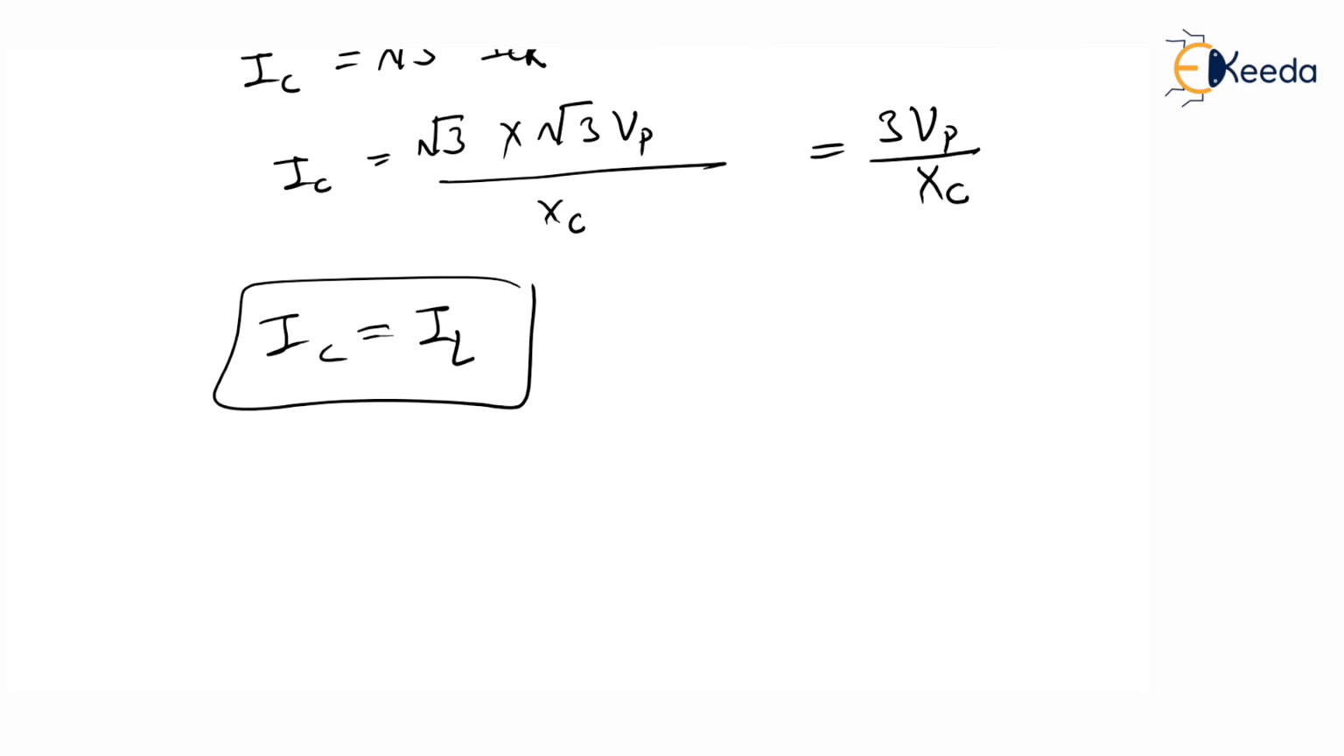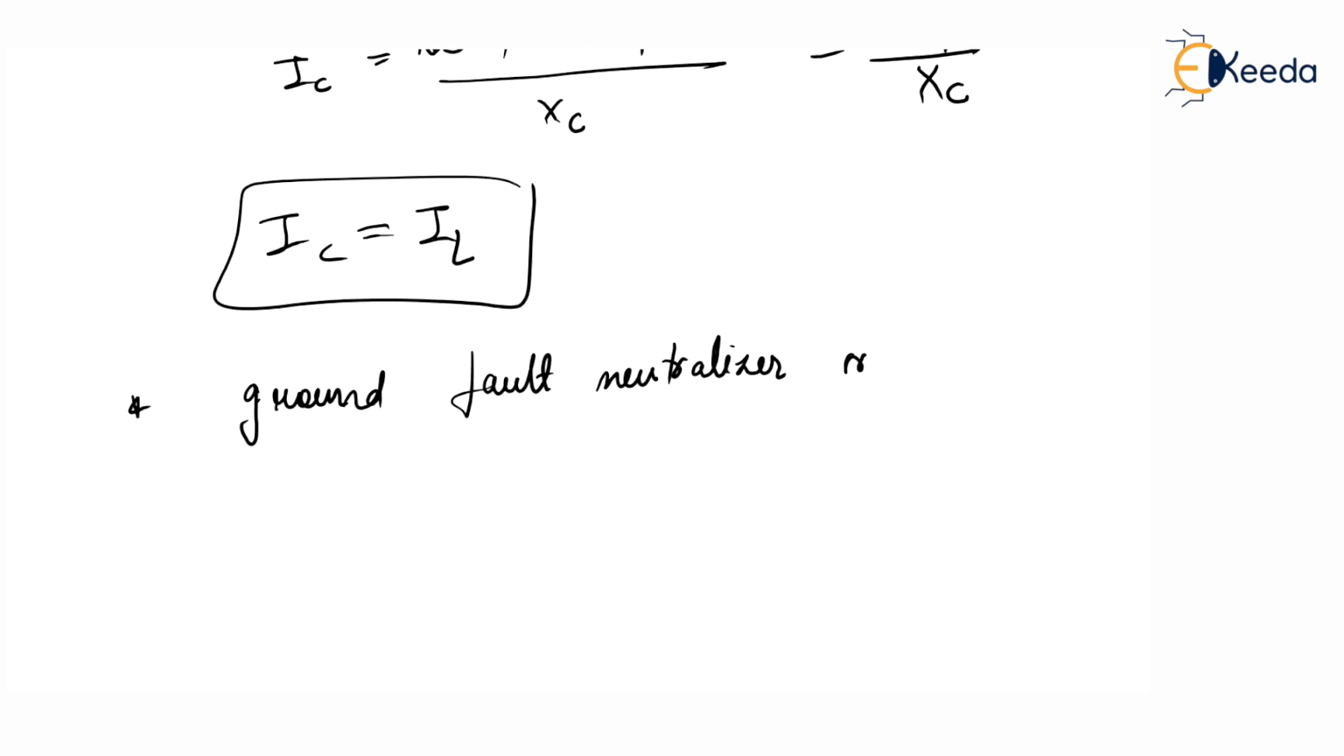And there will be no tendency for the arcing ground to occur. So with the help of Peterson coil neutral grounding, arc resistance is reduced to such a small value that it is usually self-extinguishing. Therefore, Peterson coil is also known as ground fault neutralizer or arc suppression coil.